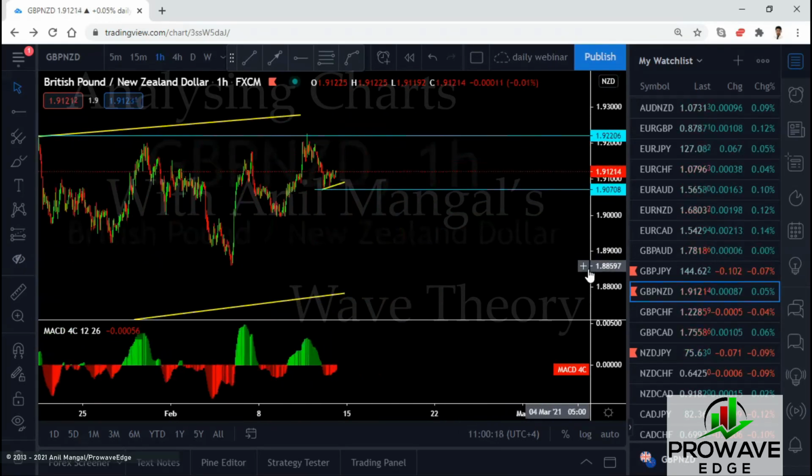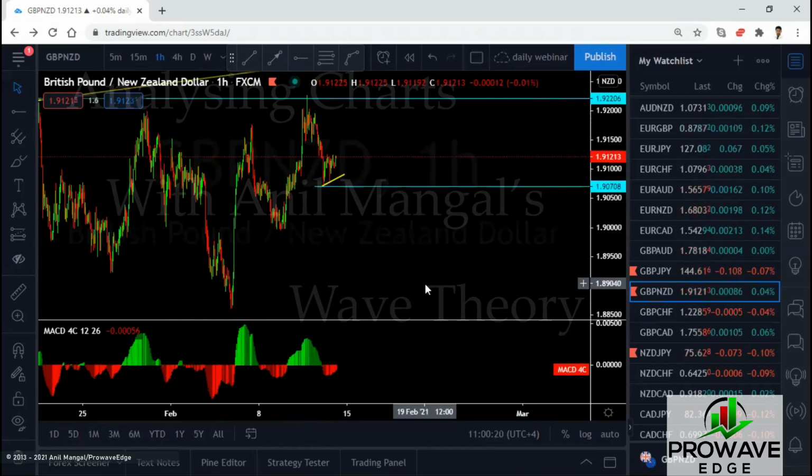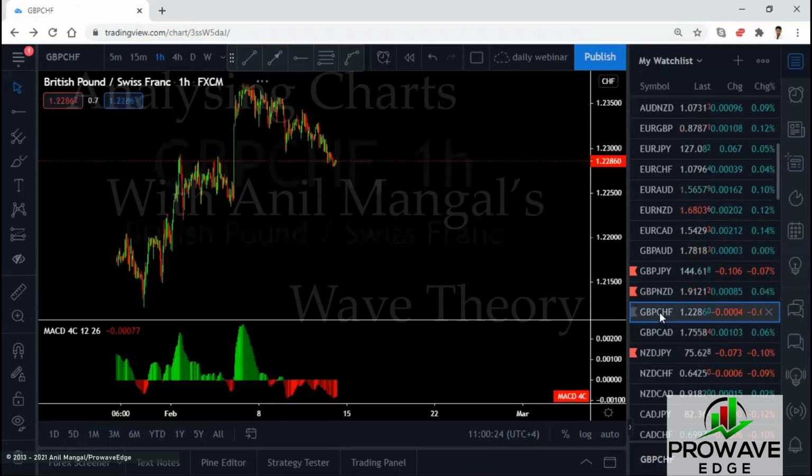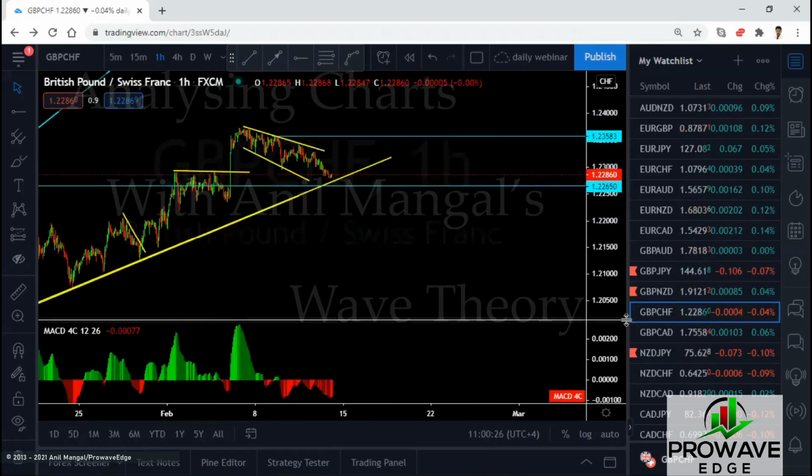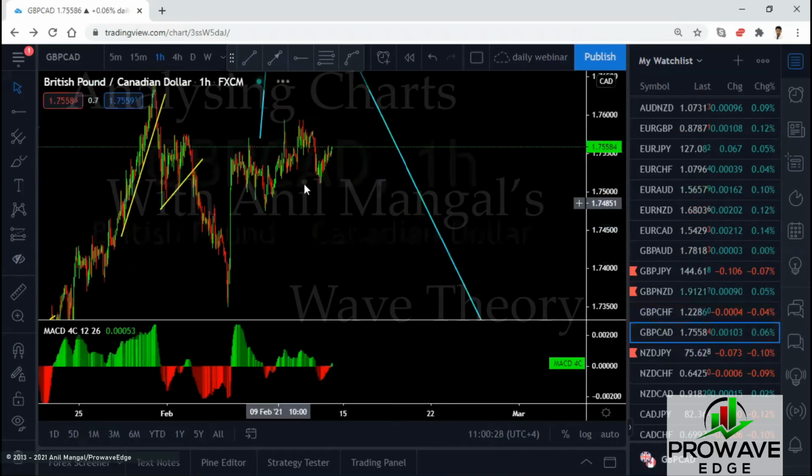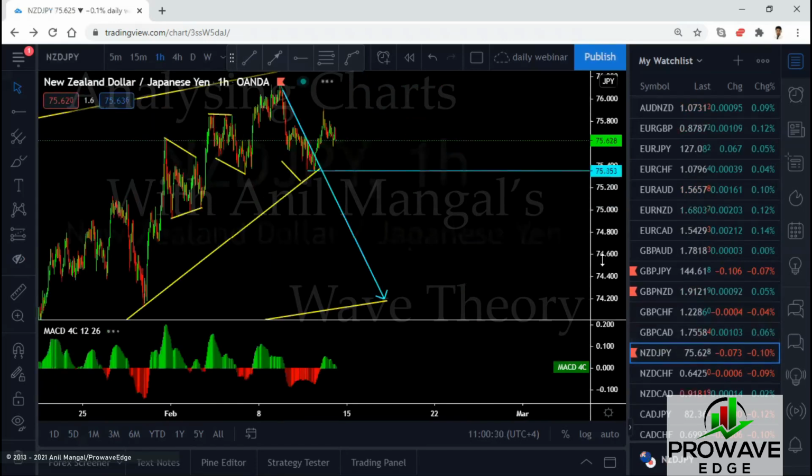So which side is going to go more? We have a sell setup here and we have a buy setup on the pound Swiss. Let's see which one works, right? Pound Swiss is a buy setup. Pound CAD, wait. New Zealand yen.